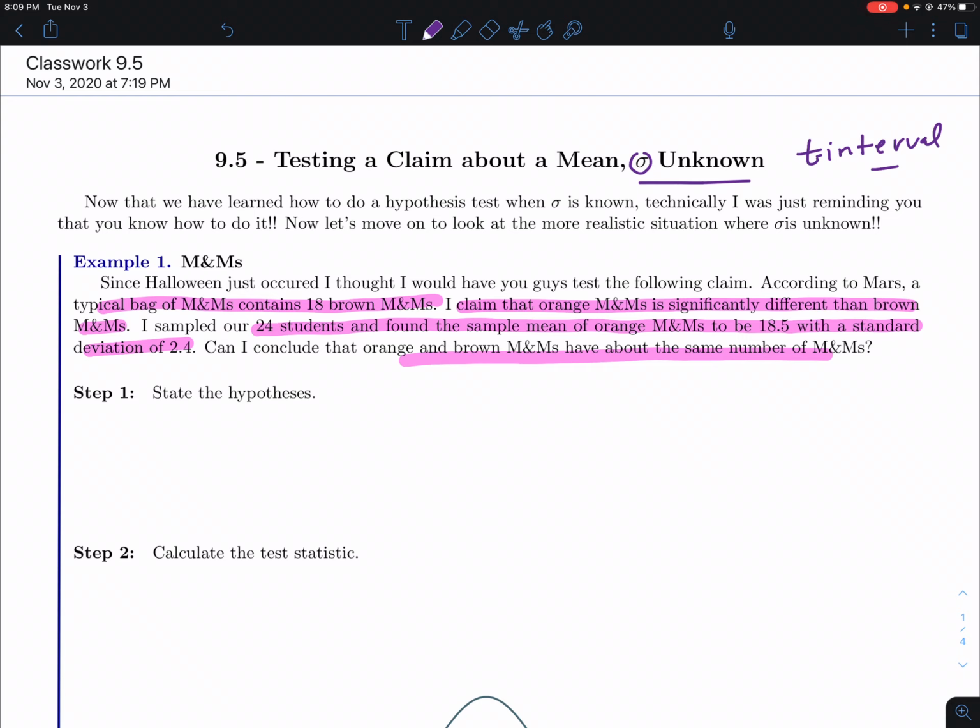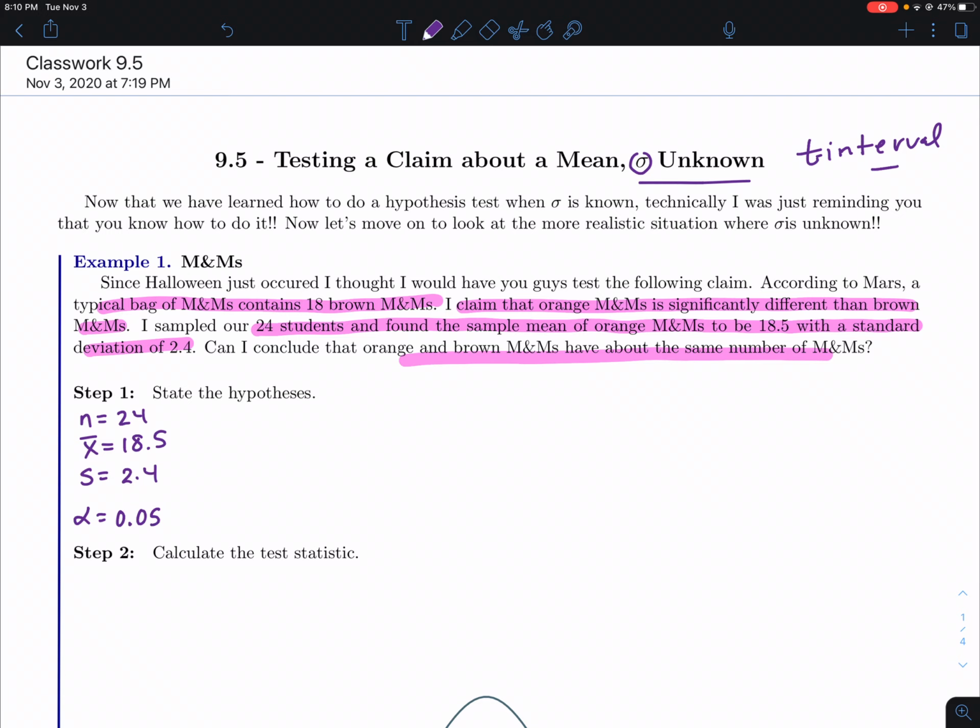In this case, I like to just jot stuff down. We've got our n is 24, our number of students. We found our sample mean to be 18.5. We found our sample standard deviation, and since this is from the sample, I'm using s, to be 2.4. I think that's all we need. There's no alpha given, so in this case we can just assume that alpha is 0.05.